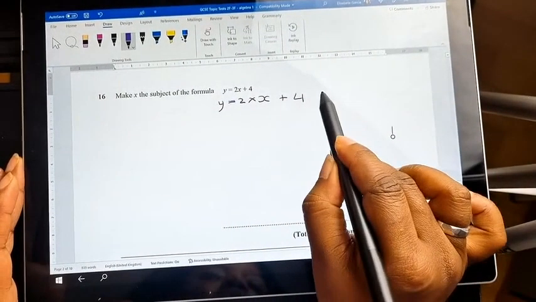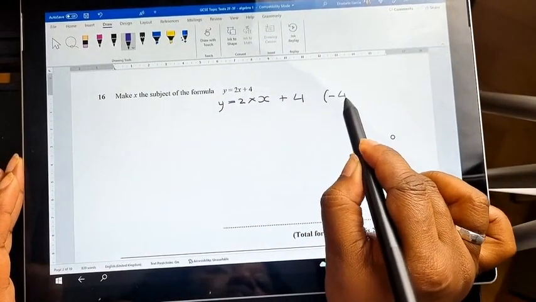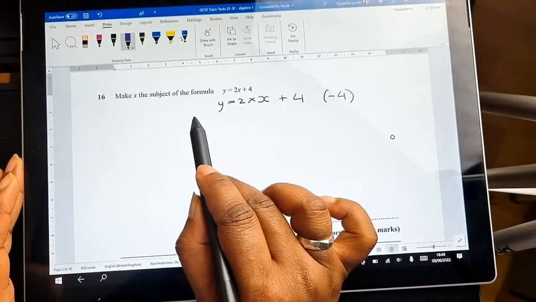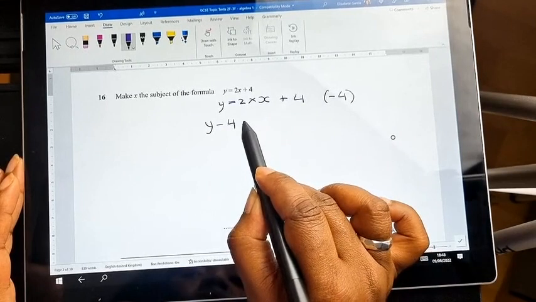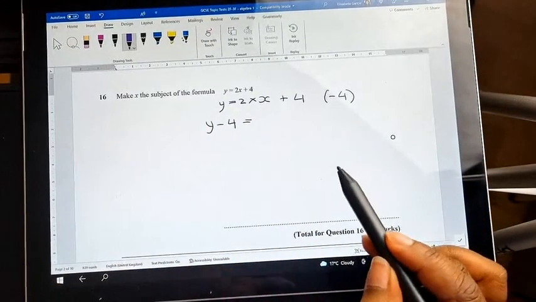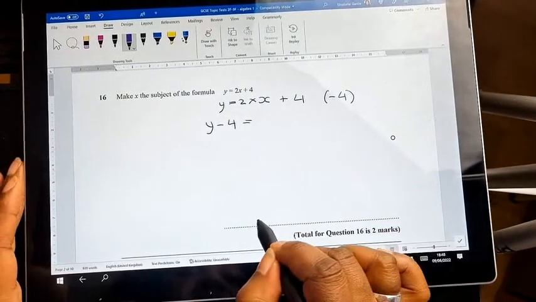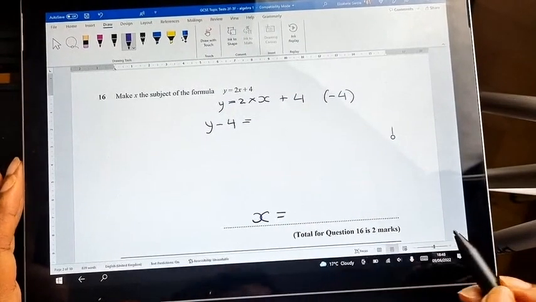So that means I'm going to take away 4 from both sides. So I'm going to take away 4 from here. Y minus 4 is equal to, so X then it's on its own. So the final answer will be X is equal to something.